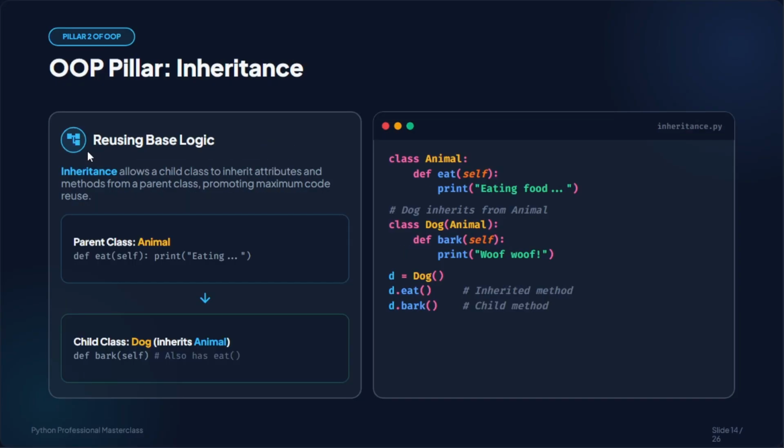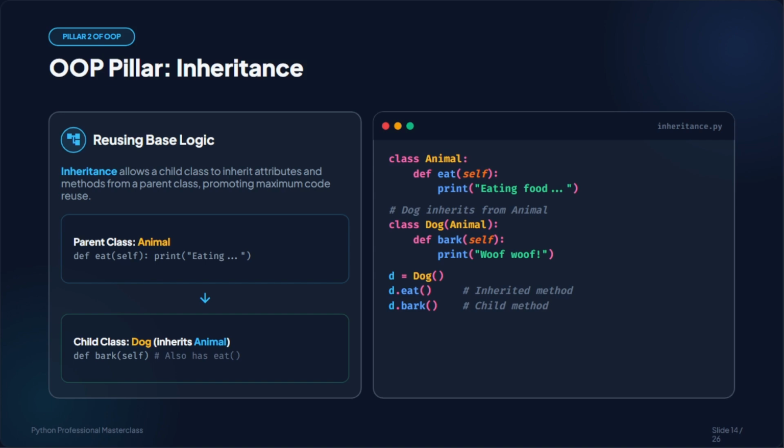Now moving on to inheritance, the second pillar. Imagine you already have a class that contains useful code. Instead of writing the same code again, wouldn't it be better if another class could simply reuse it? That's what inheritance does. It allows one class to inherit the properties and methods of another class. This avoids duplication of data and methods and makes programs easier to maintain.